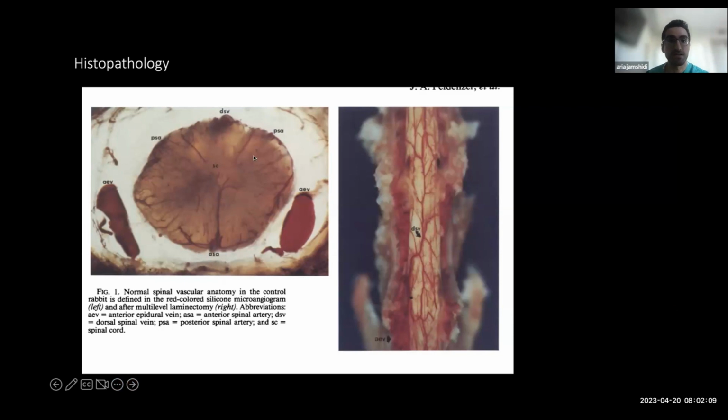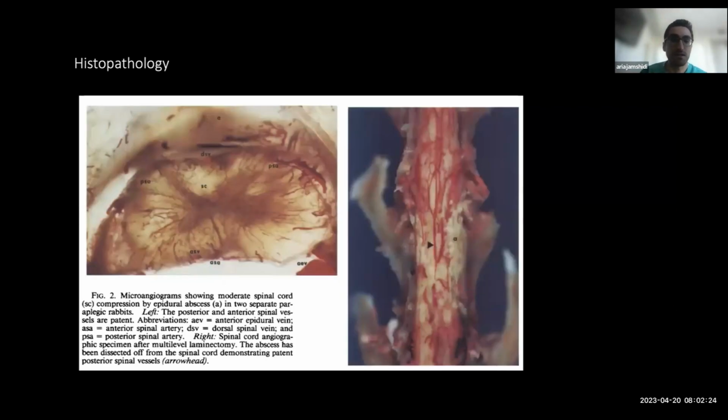So this was a nice histopathological slide that they included in their paper. Here you see the anterior spinal artery, posterior spinal artery, the dorsal spinal vein, and this is a normal rabbit, which they use as their control. They then compared that to a rabbit with moderate spinal cord compression by an epidural abscess. And these were in 2 rabbits who suffered from paraplegia from the abscess itself.